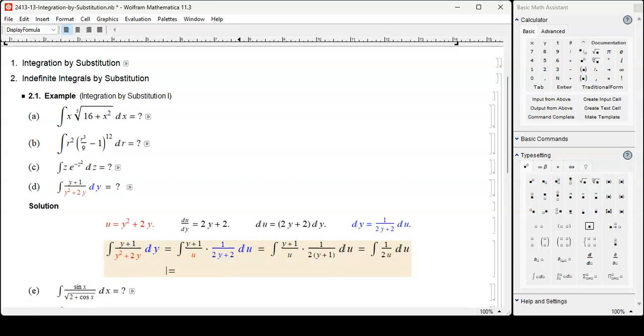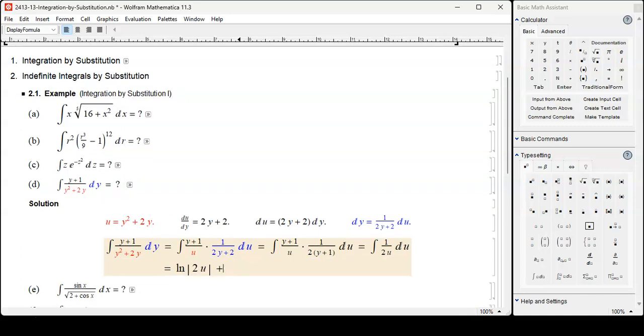Okay, so what's the antiderivative? Log of 2u plus c. Is that right? Wrong. No, that's not right. That's not how you handle the antiderivative computation of the reciprocal function. This is wrong.